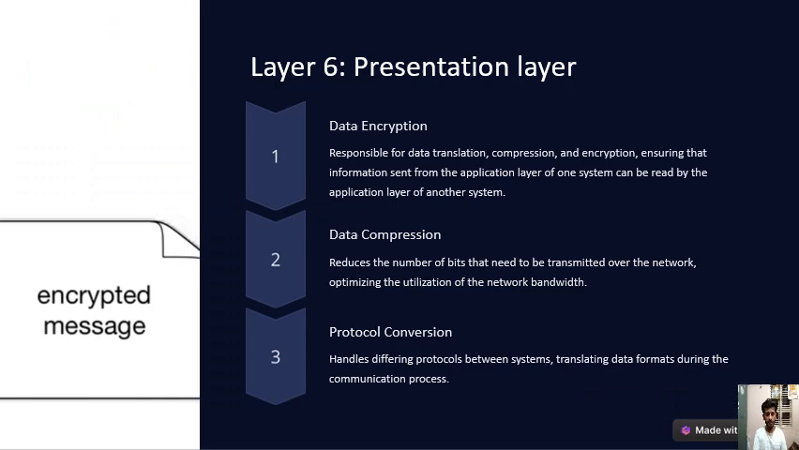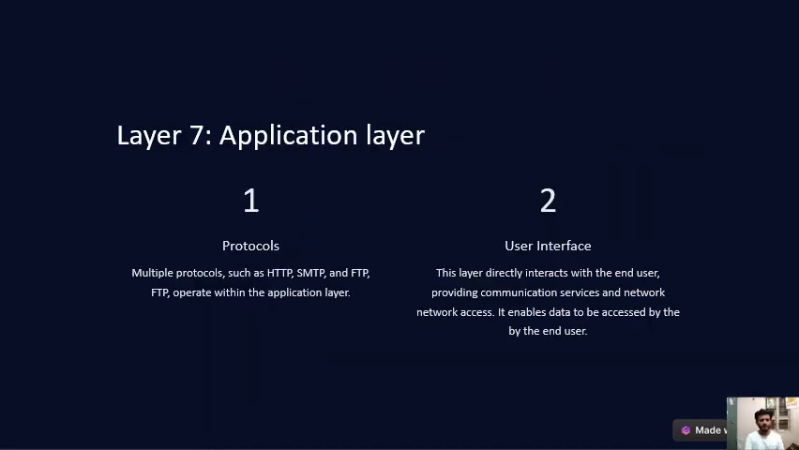Layer 6, Presentation layer. Data encryption: it is responsible for data translation, compression, and encryption, ensuring that information sent from the application layer of one system can be read by the application layer of another system. Data compression reduces the number of bits that need to be transmitted over the network, optimizing the utilization of network bandwidth. Protocol conversion handles the differing protocols between systems, translating data during the communication process.